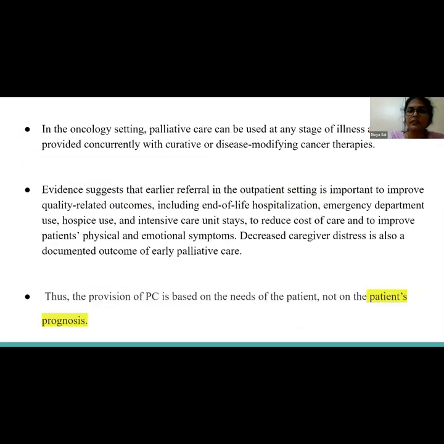In the oncology setting, palliative care can be used at any stage of the illness, be it from the time of the diagnosis of a serious illness till the end of life, and also followed by bereavement support. So it goes concurrently along with the curative as well as the disease-modifying cancer therapies. The evidence suggests that early referral in the outpatient setting is important to improve the quality of life, include early end-of-life care conversations, the effectiveness of palliative care in the ICU during the transition of care, and palliative care emergencies, wherein we try to do the physical and emotional symptom management, decrease the caregiver distress, and also document the outcome of early palliative care. Thus, the provision of palliative care is based on the needs of the patient rather than on the prognosis.